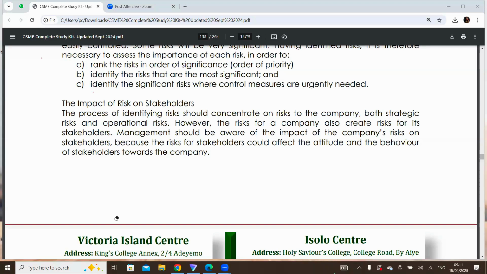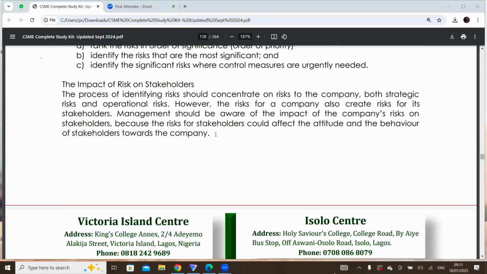The process of identifying risks should concentrate on risks to the company, both strategic risks and operational risks. However, the risks for a company also create risks for shareholders. Management should be aware of the impact of the company's risks on shareholders, because the risks for stakeholders could affect the attitude and behavior of stakeholders towards the company.